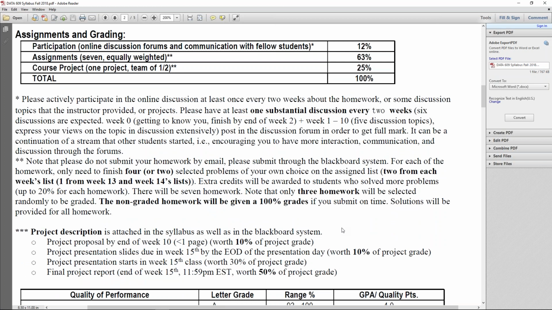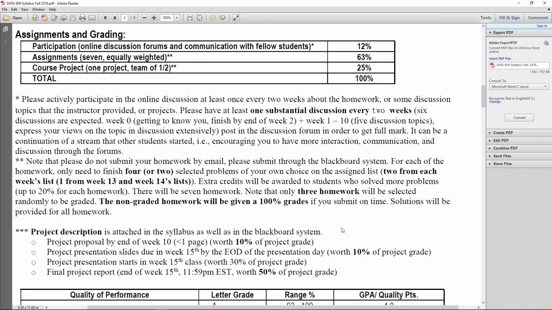So we have 12% being participation, basically your bi-weekly discussion on the discussion board. I'm saying one substantial discussion every 2 weeks, which would be about 6 discussions, plus week 0, which is prior to today, getting to know you. Hopefully you can finish that by the end of week 2. So we have 6 discussions, and one of them would be week 0, and the other 5 would be from week 1 to week 10. Every 2 weeks you have a discussion topic.